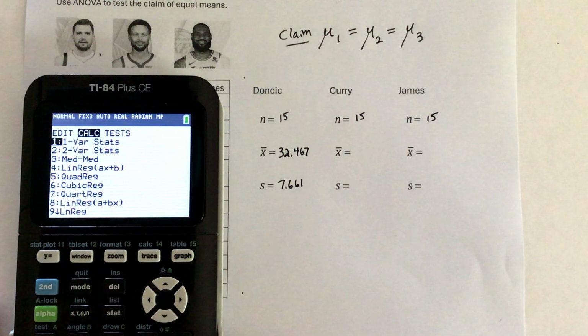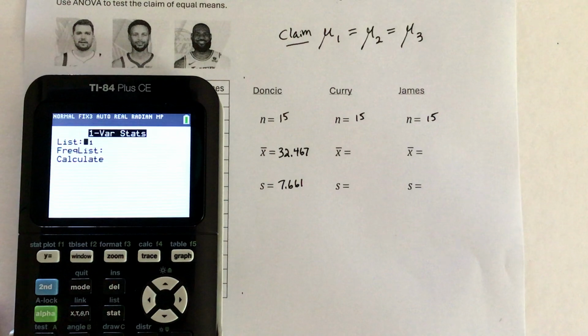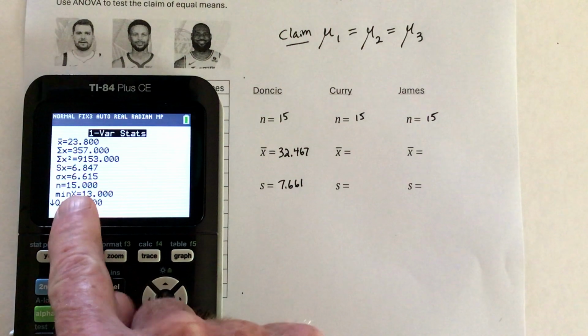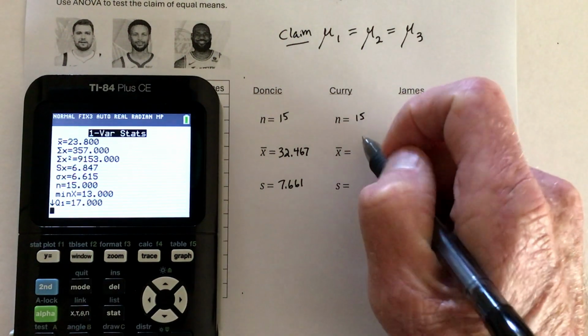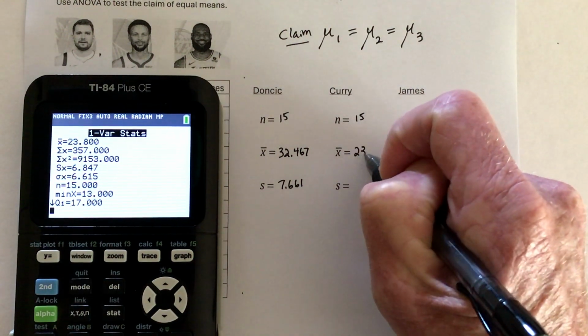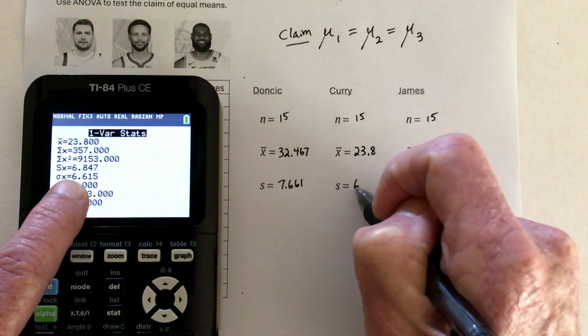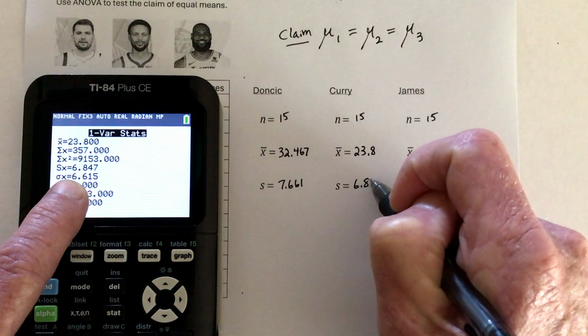Stat, calculate, 1 variable statistics, and then put second 2 for list 2. Go down to calculate, and for Steph, so again, it's 15 basketball games. His average for those games was 23.8. And the S is 6.847.